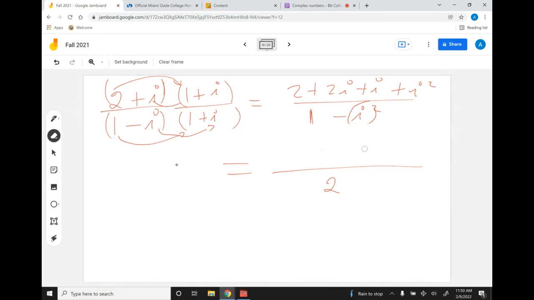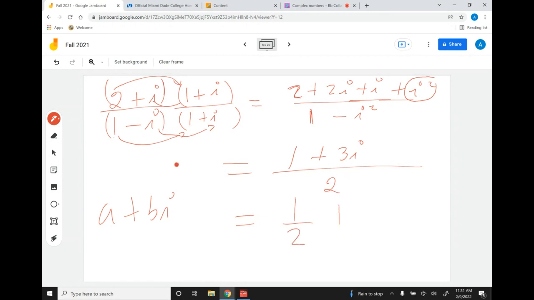Now, what is my numerator? My numerator will be, again, this is negative 1. 2 minus 1 is 1. 2i plus 1i is 3i. So how do I write this in standard form? So I write 1/2 plus 3/2.